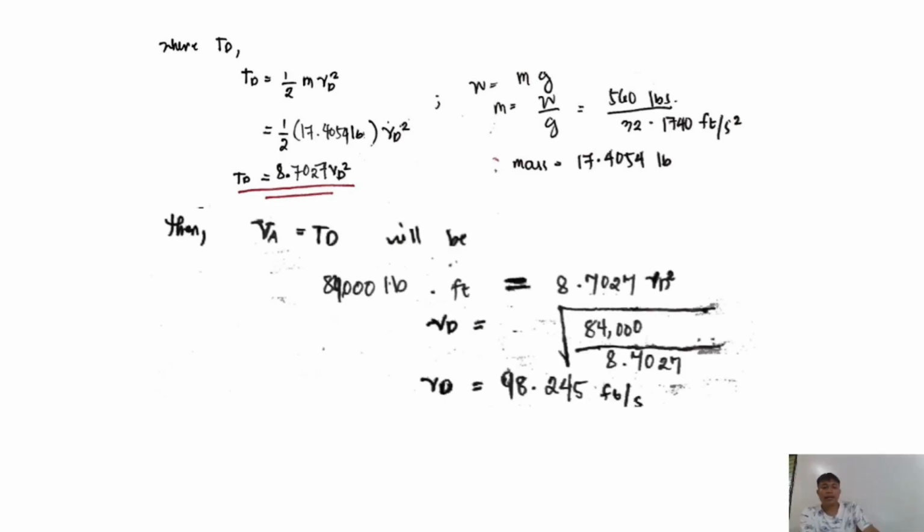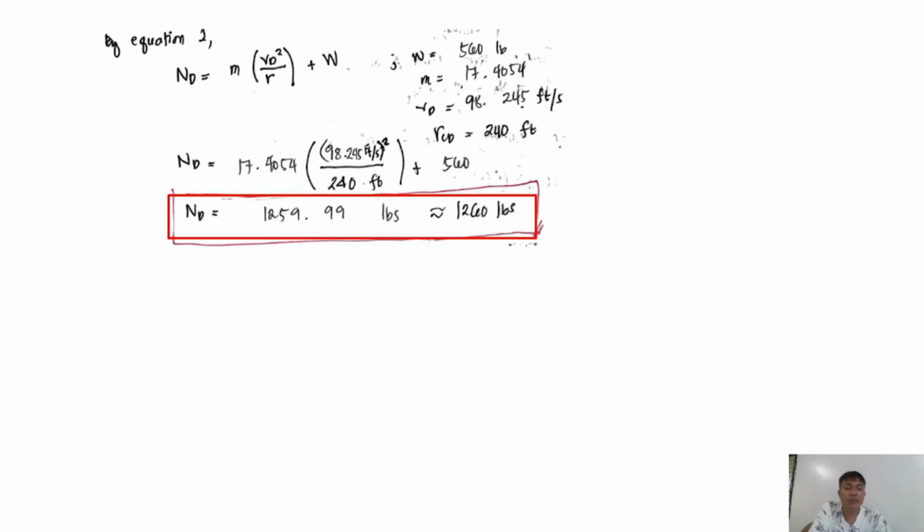So we equate: 84,000 pound-feet is equal to 8.7027 VD square. From this we get the velocity at point D, which is equal to 98.245 feet per second. By equation 1, our working equation, ND is equal to m VD square over R plus W, the weight. Since we already calculated VD, and we have the weight, the mass, and the radius, we can calculate the normal force acting at point D.